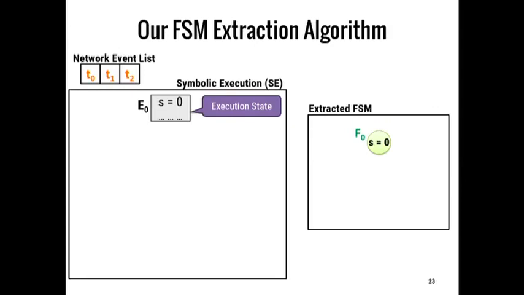If you notice, this F0 contains only the variable information of S, right? So we call them FSM state just for clarity. We also maintain a queue where we store the execution states that need to be explored further for our analysis. Since we haven't explored E0 yet, we'll just keep it in the queue and start executing from there.